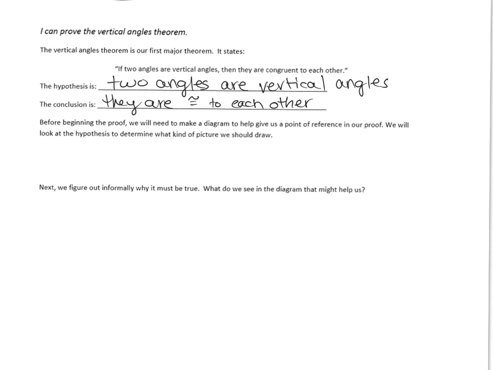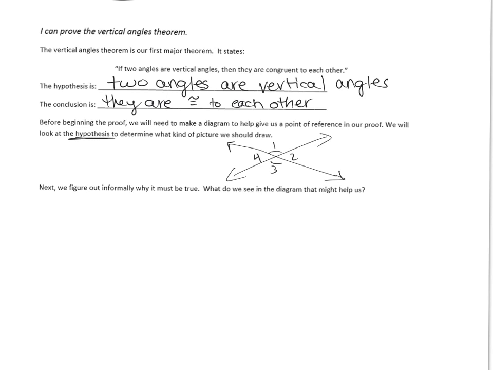So before we begin this proof, we probably want a diagram to give us a point of reference so that our proof doesn't take 3 pages to write. I always look at the hypothesis to determine what kind of picture to draw. This picture, I need two angles that are vertical angles. So I'm going to draw two vertical angles, which remember vertical angles occur when I have two lines that cross each other, like so. And I'm probably going to label my angles, angles 1, 2, 3, and 4. And I'm going to choose one of my pairs of vertical angles to prove. I'm going to, in this case, prove 1 and 3.